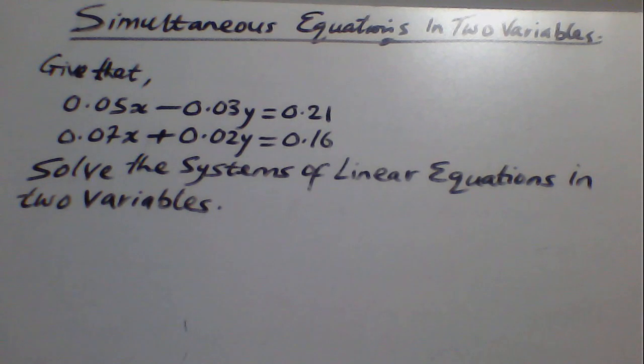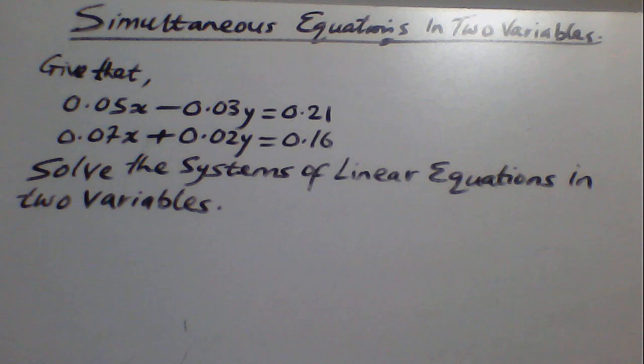Alright, good student, as you can see, what we have is simultaneous equations in two variables. You are given that 0.05x minus 0.03y is equal to 0.21 and 0.07x plus 0.02y is equal to 0.16. You are asked to solve the system of linear equations in two variables.